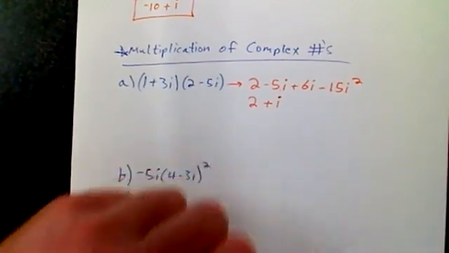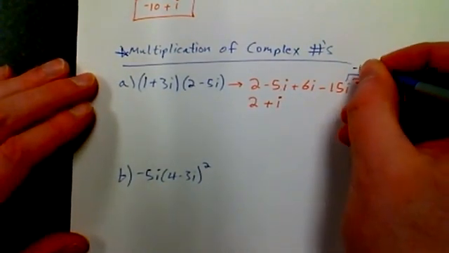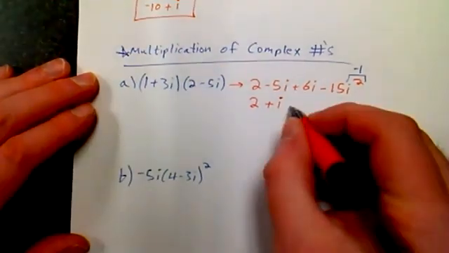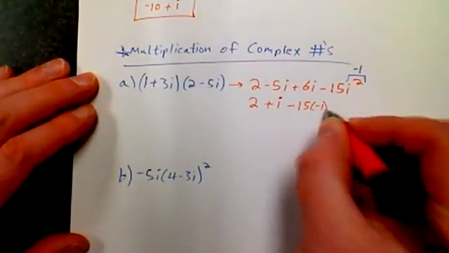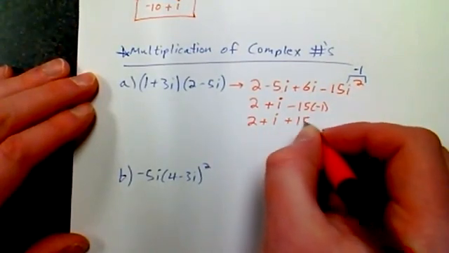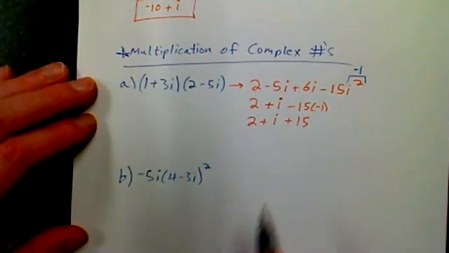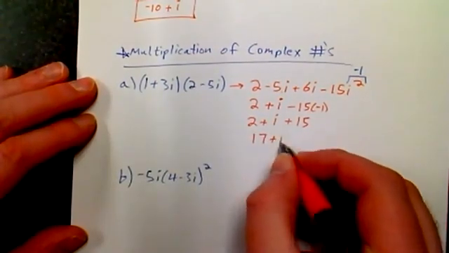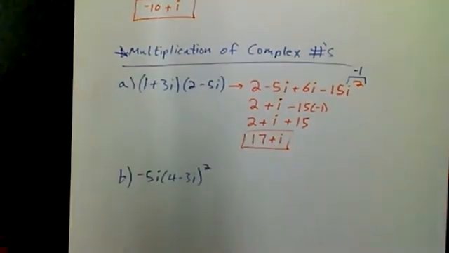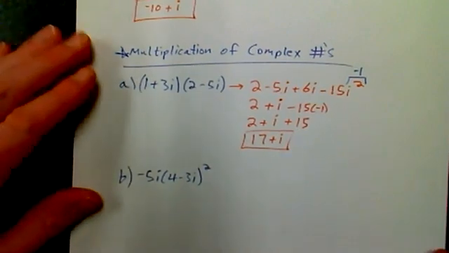What about the i squared? Well, remember, i squared right here is negative 1. So that's what I'm going to do. I'm going to say, oh, well, that's minus 15 times negative 1. So this is really 2 plus i plus 15. Am I done? Well, no, I got some like terms, 2 and 15. So I end up with 17 plus i. So notice that this works just the same way as polynomials do. We just have to remember this little fact that i squared is negative 1 and convert it at the end.